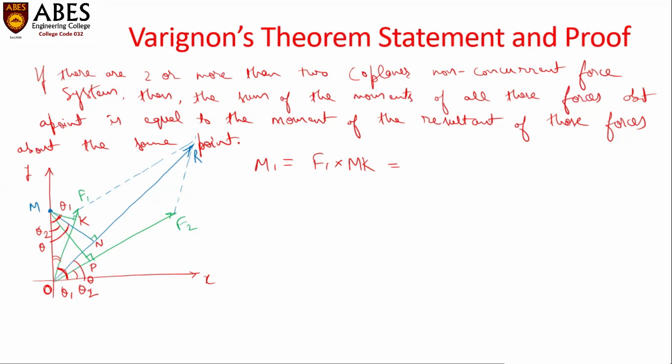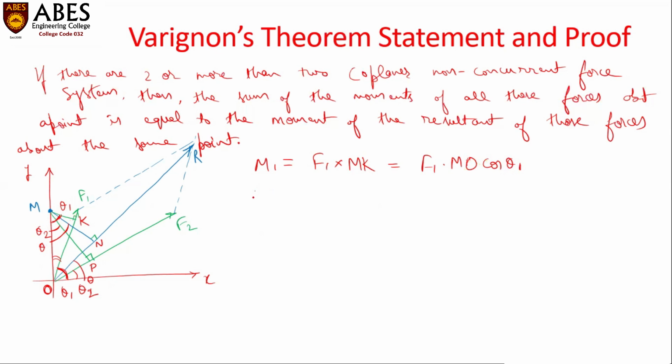So, MK can be written as MO cos theta1, because we already proved that this angle KMO is theta1. So MK can be written as MO cos theta1.